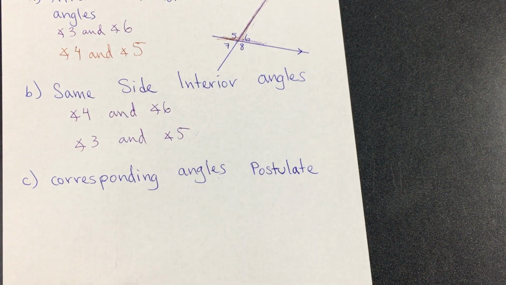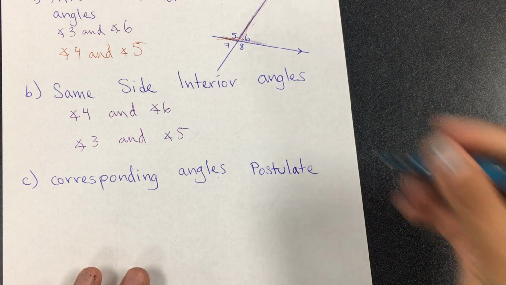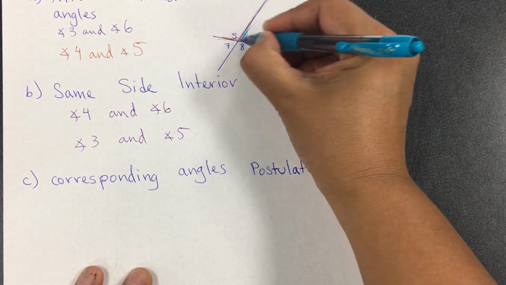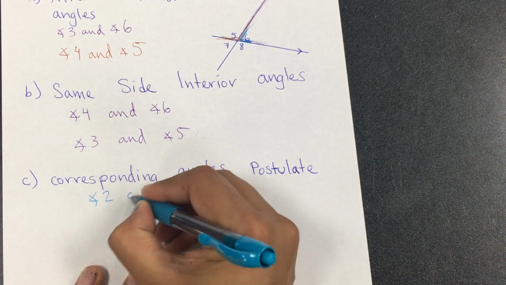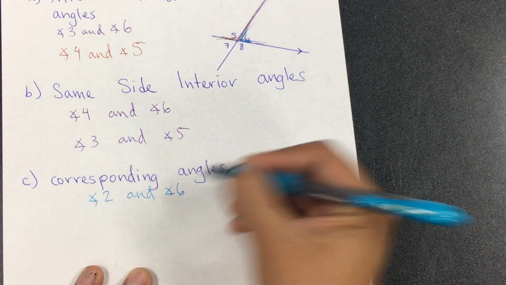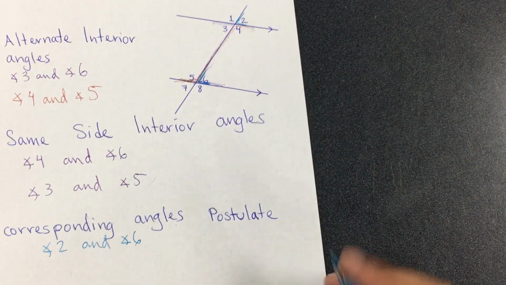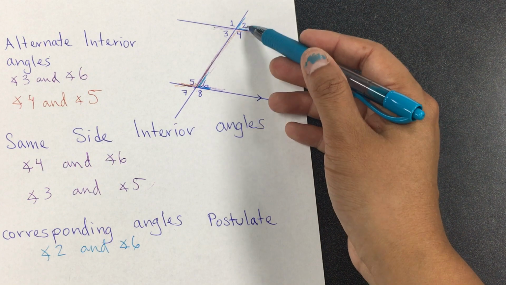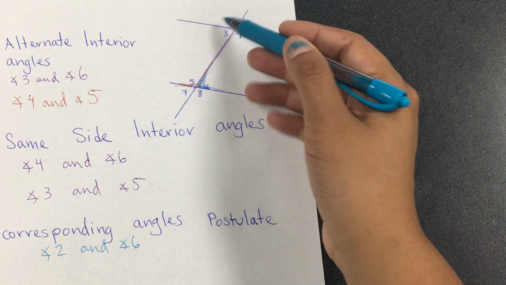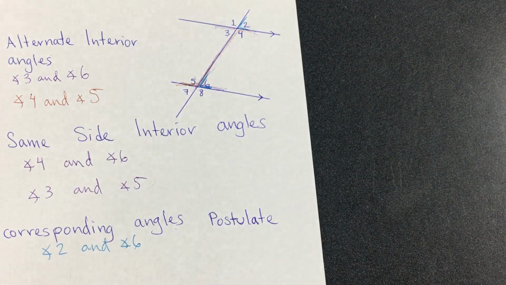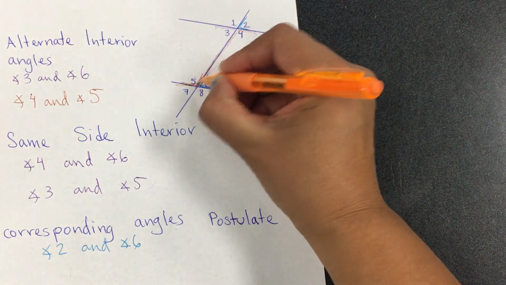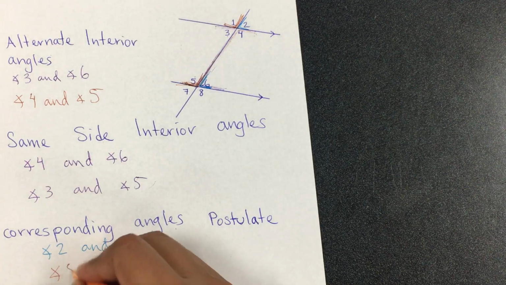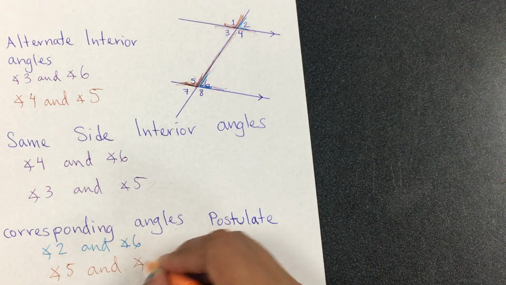Corresponding angles postulate. So in here is the little boots. So you have 2 and 6. 2 and 6 is a set of corresponding angles. It's the one that falls exactly in the same position. On the left top, it's another set. So 5 and 1, angle 5 and angle 1.